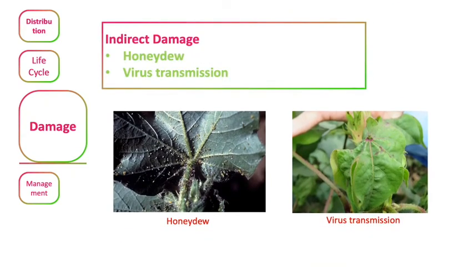Let's talk about indirect damage, and the first one is honeydew. Losses due to honeydew excreted by feeding aphid can be considerable. Honeydew interferes with leaf transpiration and acts as a substrate for fungi, including sooty molds, which blacken leaves and reduce photosynthetic efficiency. Honeydew can also act as an attractant to other crop pests and insects such as bees, wasps, and ants that may provide protection for the aphids from their natural enemies.